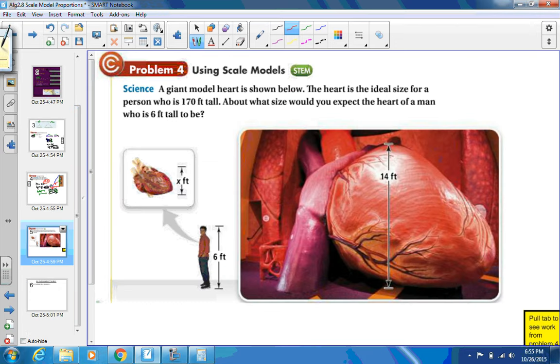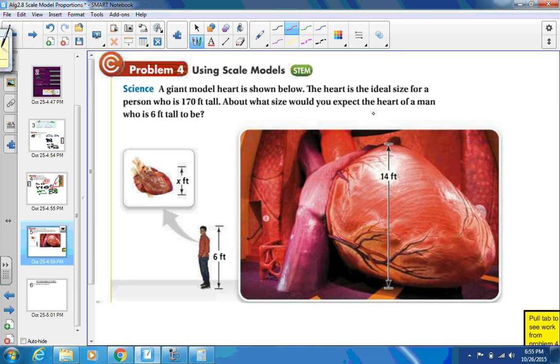This is also using a scale model. So in science here, it says a giant model heart is shown below and to the right. So if you've ever been to like a children's museum, some fun museums have giant models of things. I think actually when I was a kid, there was a whole jungle gym. There was a heart in a children's museum. So you could like climb up into the heart and go on a slide out of the heart. It was pretty cool actually. But anyway, this is a giant model of a heart.